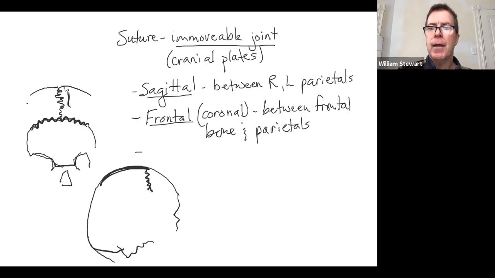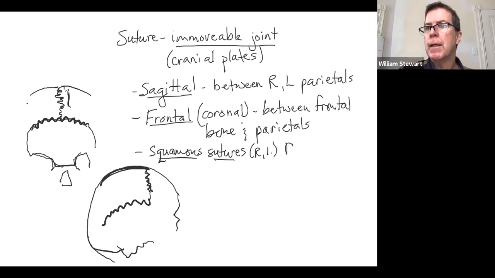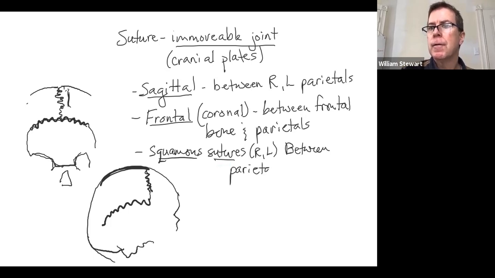There's the frontal. Now, there's a squamous suture that runs between the parietal and the temporal, like this. There's one right and one left. So I'm going to write squamous sutures, right and left, and they're between the parietals. Right, so let me spell that correctly, so you spell it correctly. Between the parietals and temporals.